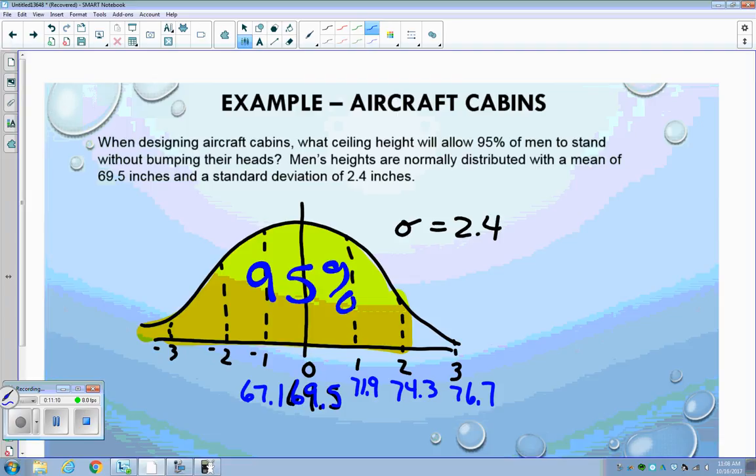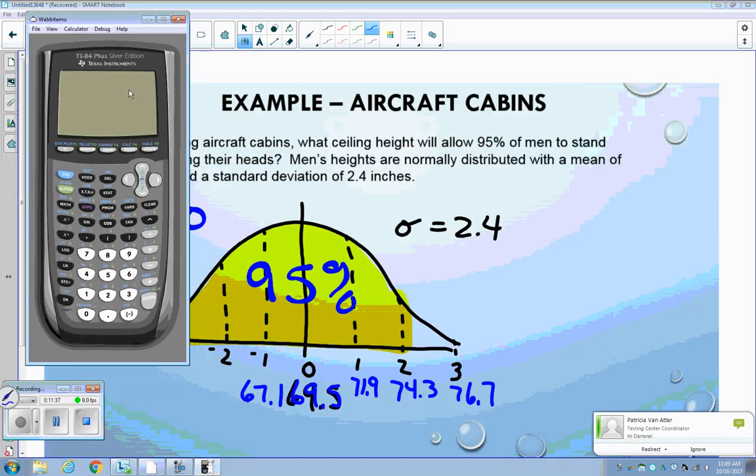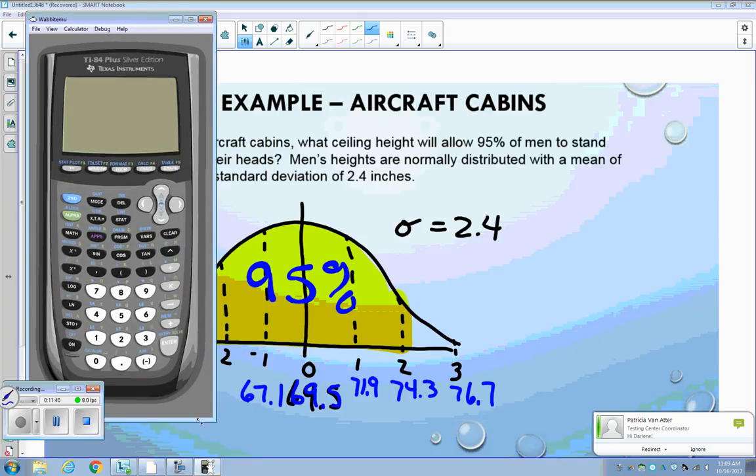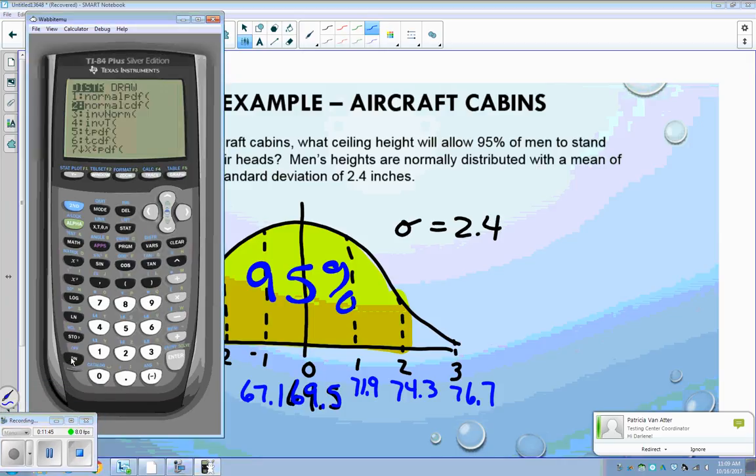And of course, 95%, when I change it to a decimal number, is 0.9500, correct? So 0.9500 is my area. It is my area. Two ways that I can do this. When I pull up my calculator, we are looking for the z-score.